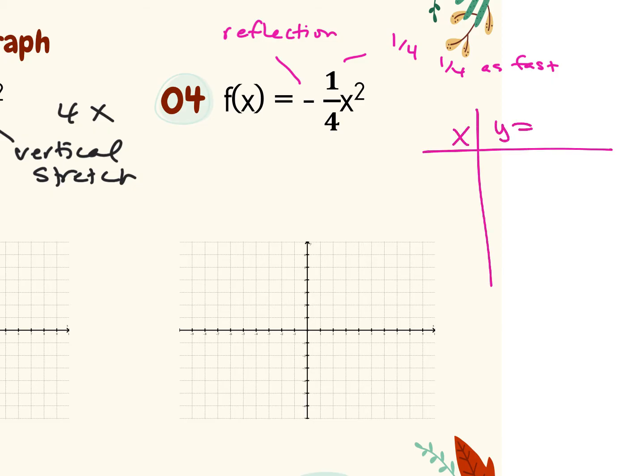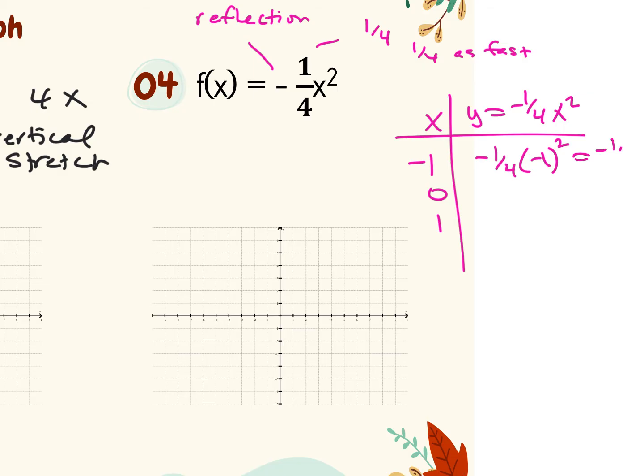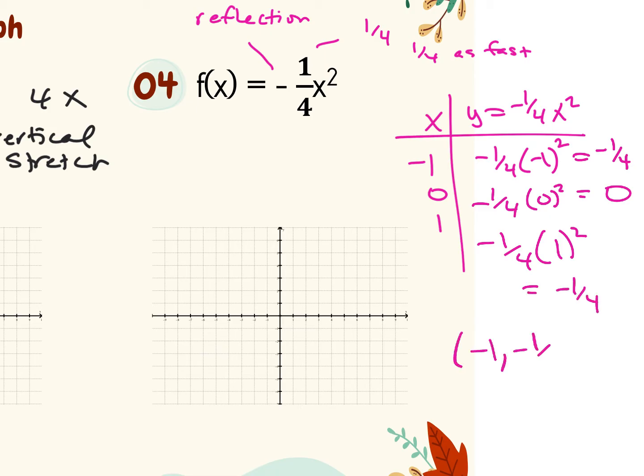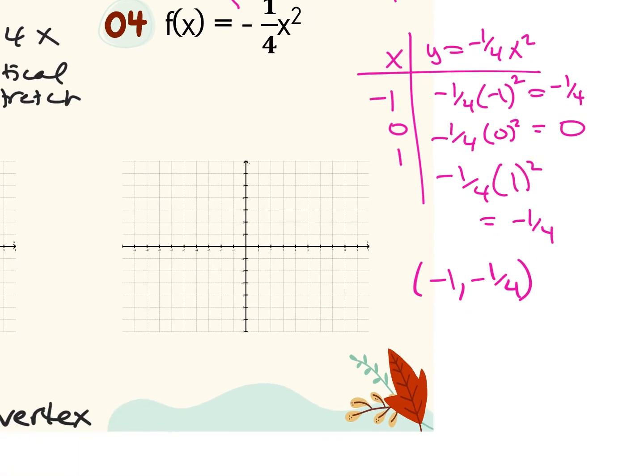And again, y equals -1/4 x squared. Just plug in these 3 numbers again. -1/4 times -1 squared is just going to give me -1/4. And then -1/4 times 0 squared is just 0. And then -1/4 times 1 squared is just -1/4. So the 3 ordered pairs that I'll graph are going to be (-1, -1/4), (0, 0), and (1, -1/4).